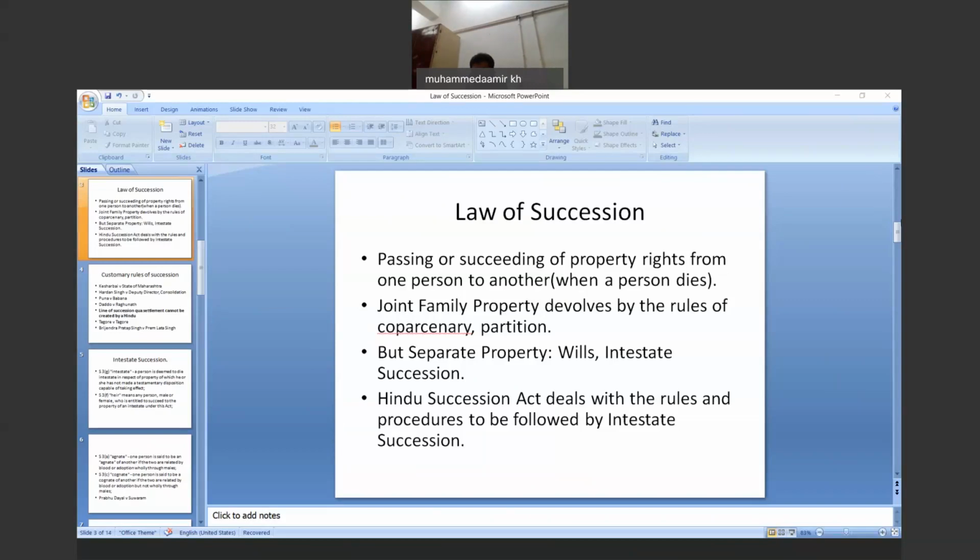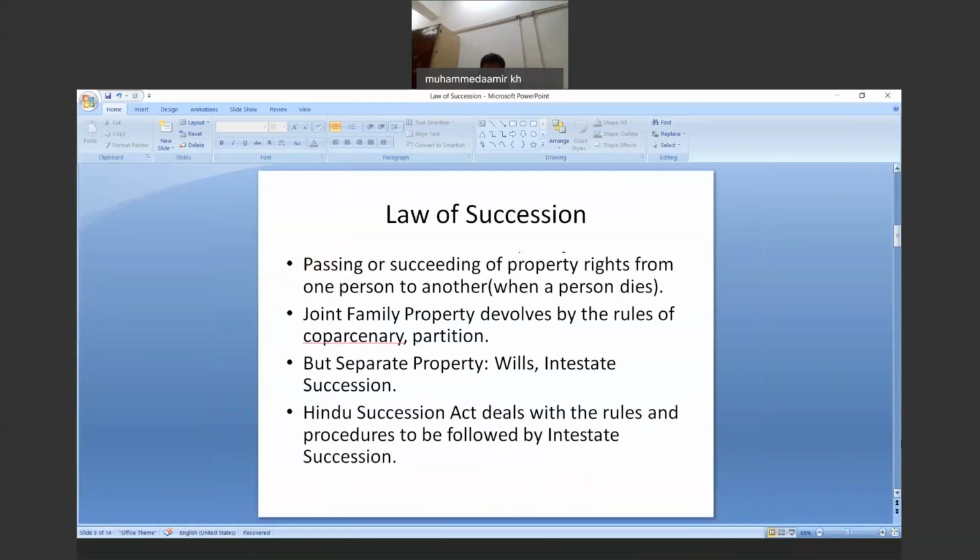In the last class, students, we have also discussed the major amendment which happened in the year 2005 and the new provisions which have been brought in, and what ramifications they have brought on the Hindu joint family.